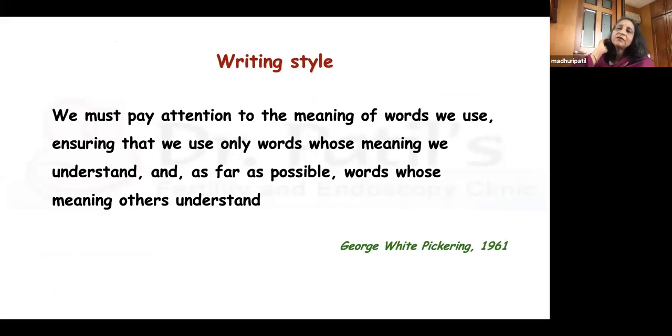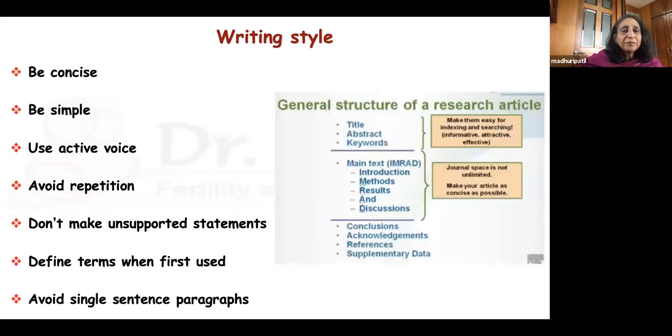Then we will go to the writing style. It's very important for us to pay attention to the meaning of the words we use, ensuring that we use only words whose meanings we understand, and as far as possible, words whose meaning others can also understand. So basically, you have to be concise, simple, use active voice, avoid repetition, not make unsupported statements, define terms when first used, and avoid single-sentence paragraphs.